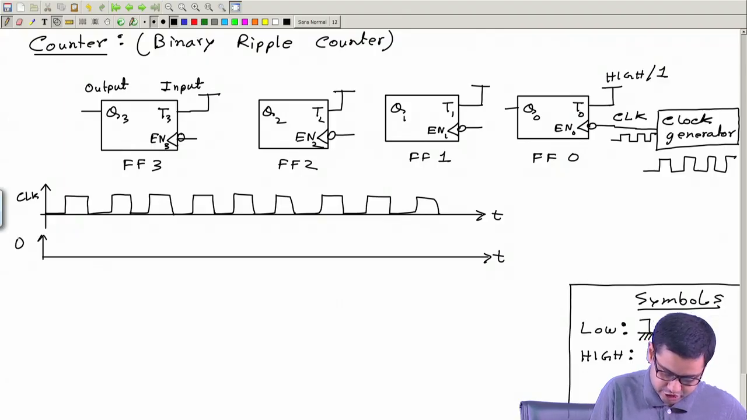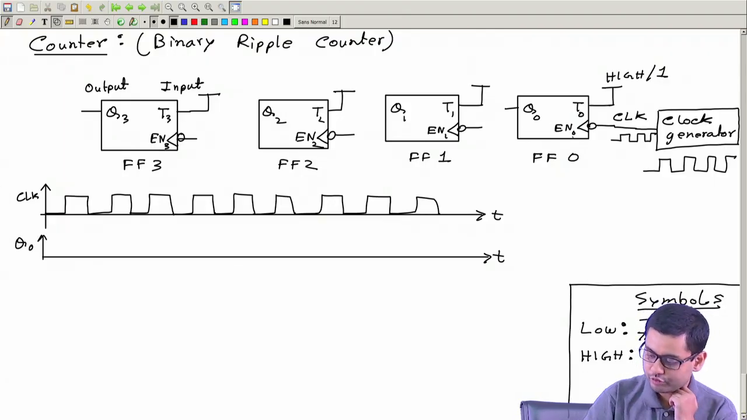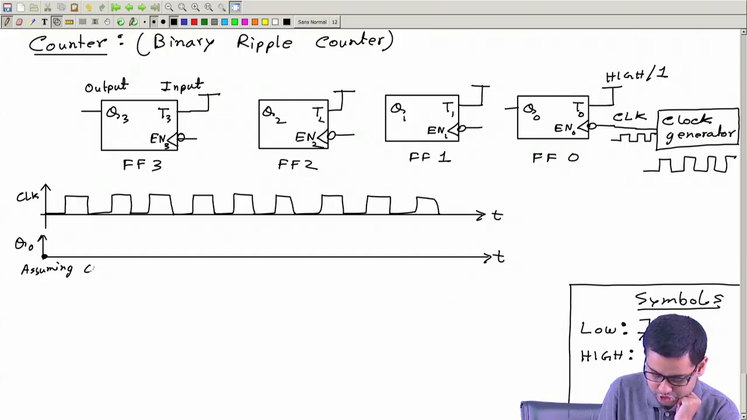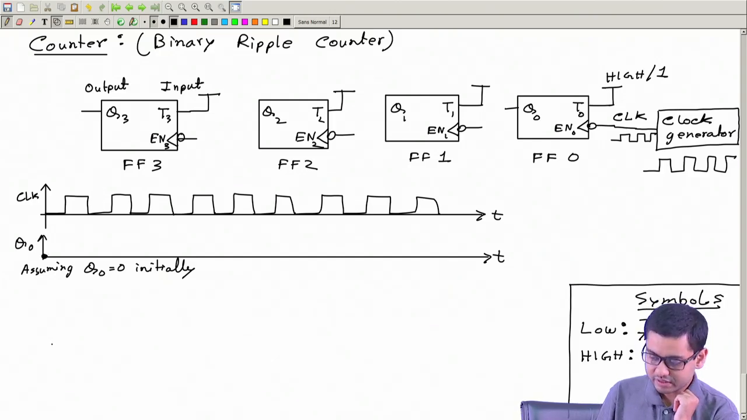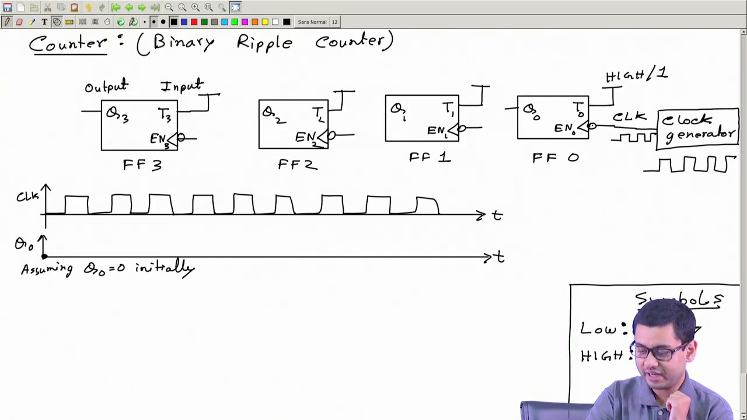Time versus Q0. This is the output of flip-flop 0. So say, assume initially Q0 equal to 0. Okay, so at this point this is 0. Then it will change. When will it change? It will change at the next negative edge, right?